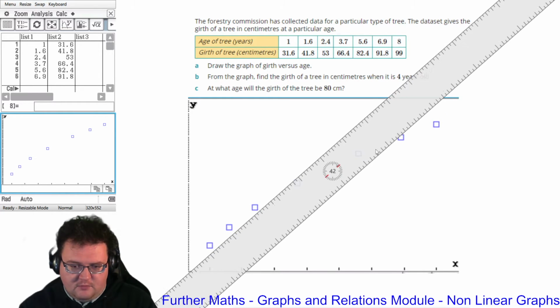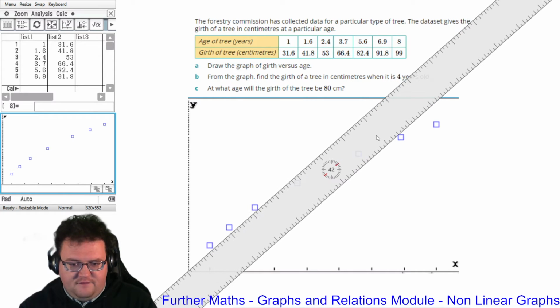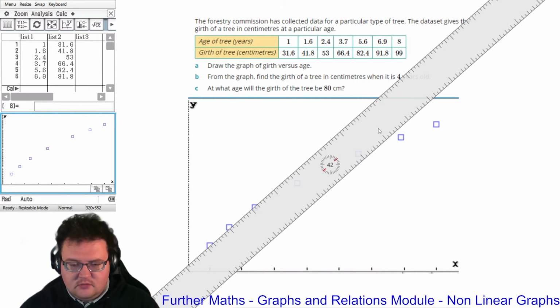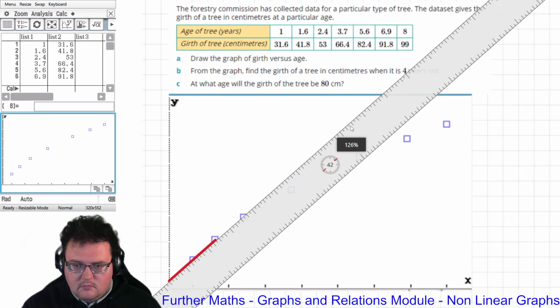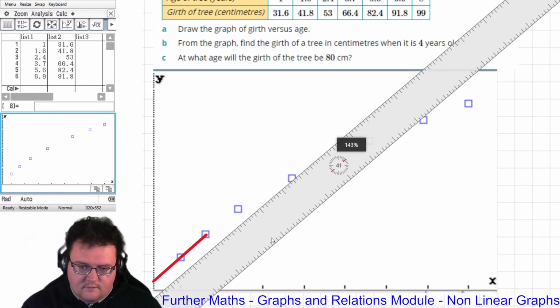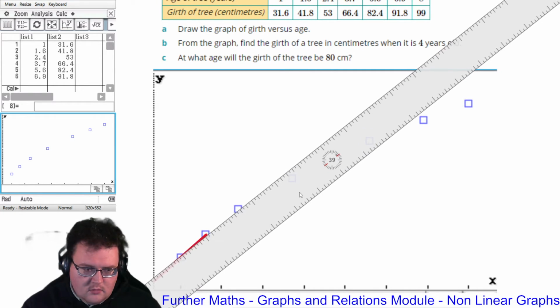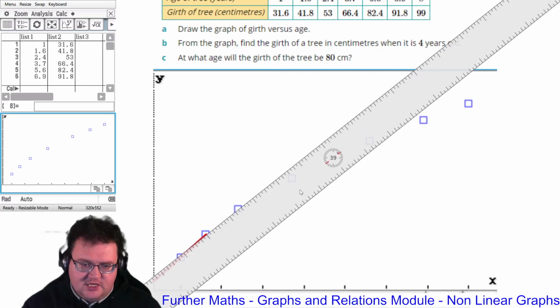Now I could break out all of my statistics knowledge and figure out which transformation's best. But if I try and measure between these points here.